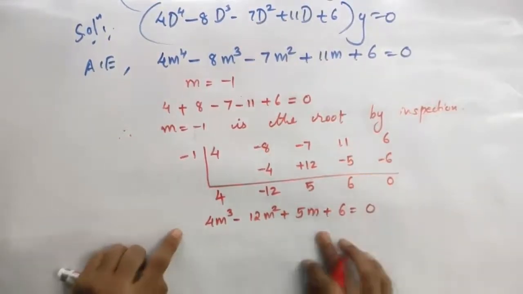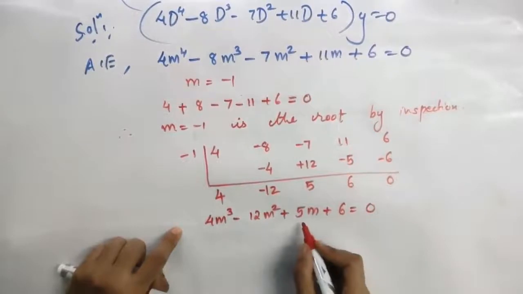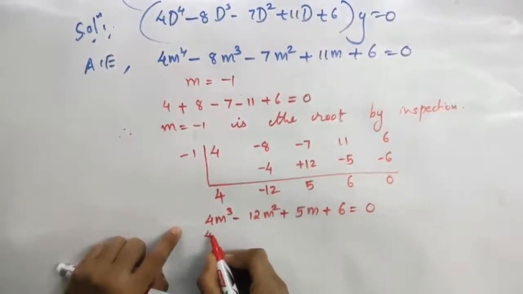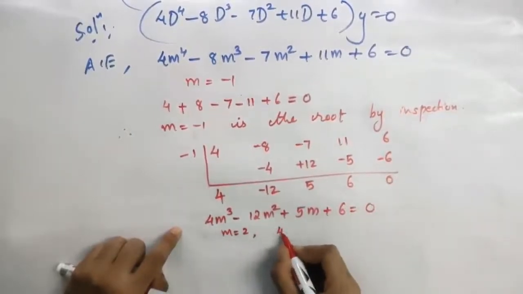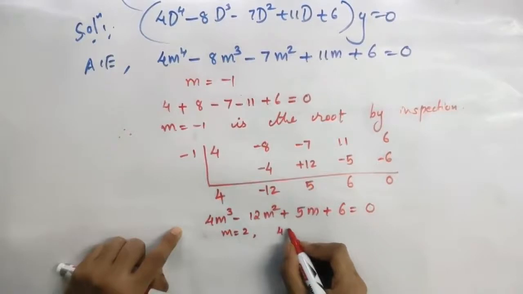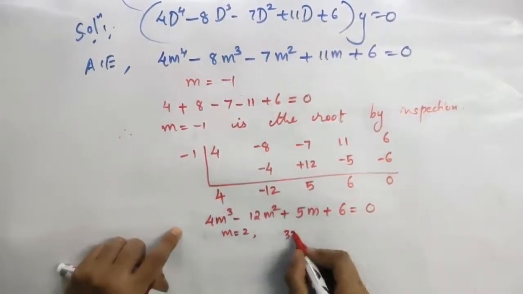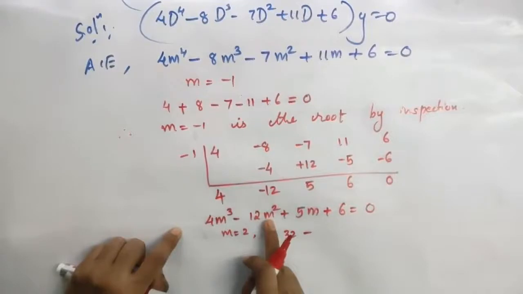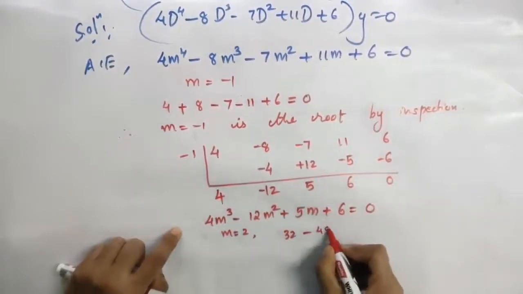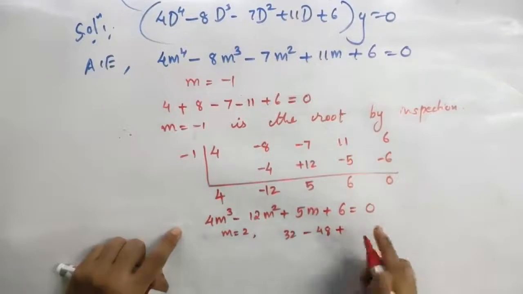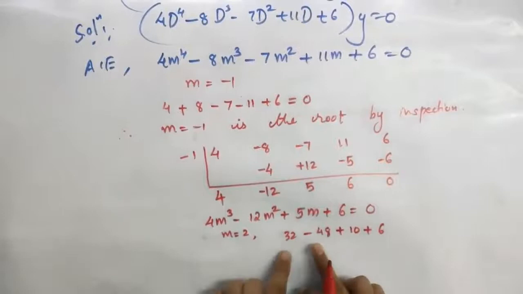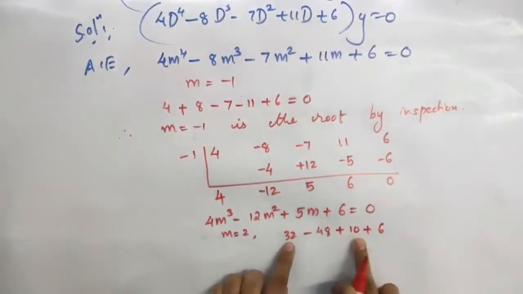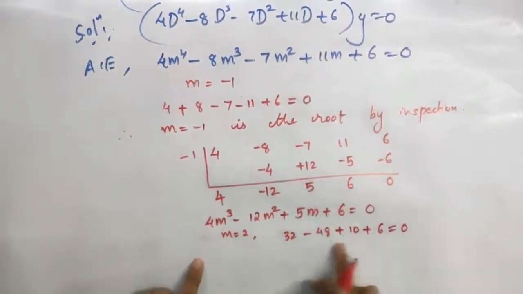If I put m is equal to 2, I think we get 0. 4 into 8, it's 32 here. Yes, put m is equal to 2 in this. 4 into 8, 2 cube is 8, so 4 8s are 32, minus 12 into 4, 12 4s are 48, plus 5 into 2, 10, plus 6 here. So if you add, it is plus 32 plus 10, 42, 42 plus 6, 48, plus 48 minus 48, it is 0. So m is equal to 2 is the root of this equation.